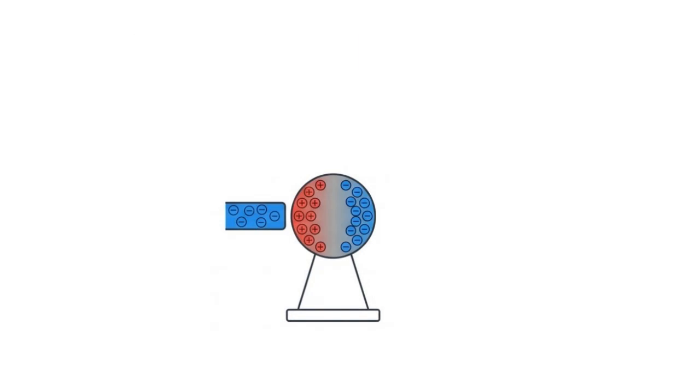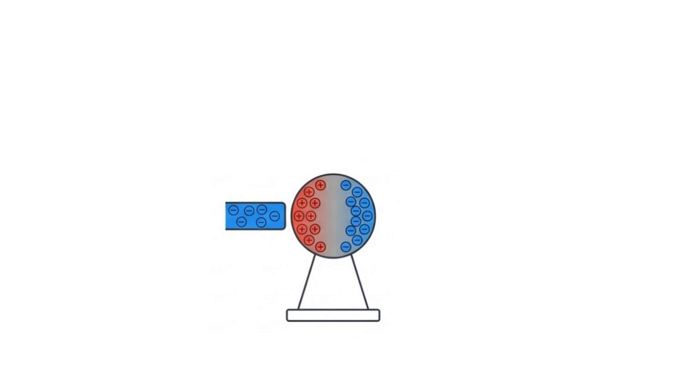The blue rectangle on the left represents a negatively charged rod, while the circle on the right is a neutral conductor. When the negatively charged rod comes close, it repels the electrons within the conductor, pushing them to the far side, shown here in blue. Meanwhile, the side closer to the rod is left positively charged, shown in red, because it has a deficiency of electrons.